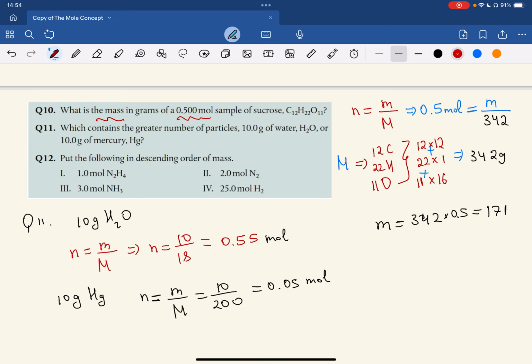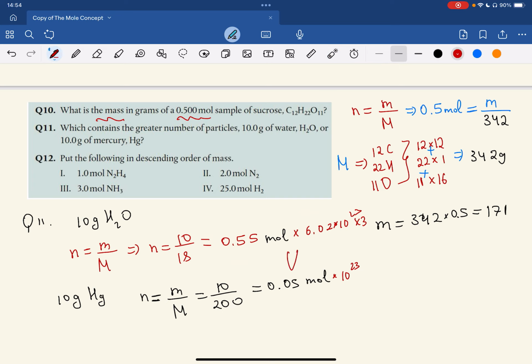Of course, if we want to find the particles, we have to multiply both of them by 6.02 times 10 to the power 23. One more thing we can do, because it doesn't ask for molecules or atoms: if we take it as atoms, in water we have to multiply by 3 more, because in one water we have 3 atoms. Of course, this number will be more than that.